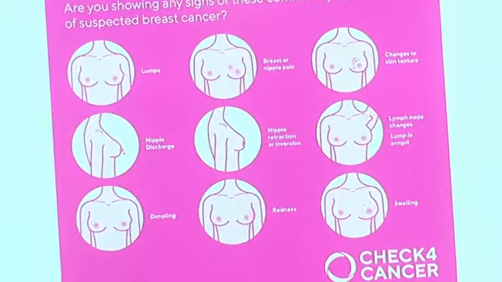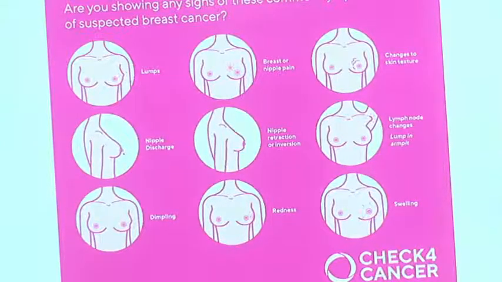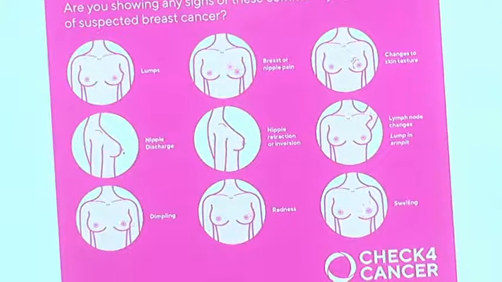The other thing again is nipple retraction. Usually for everybody, you expect that the nipple is outside and not inside. But if you realize that your nipple is going inside, please see your doctor.